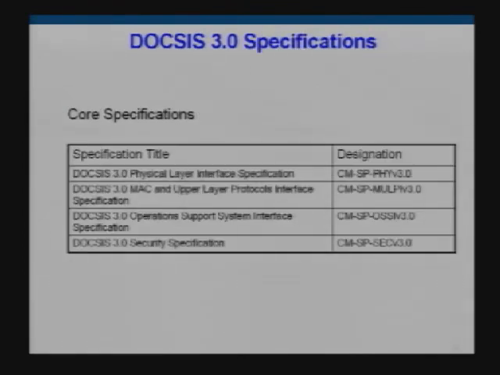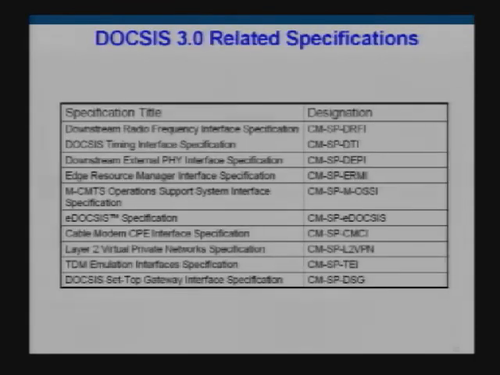DOCSIS 3.0 has an extensive list of specifications defined for implementation, a set of core specifications and another set of related specifications. So for a full-fledged DOCSIS 3.0 implementation, it has to comply with all these specifications which are listed here. All these specifications are available on the CableLabs website for people who are interested in knowing the details.